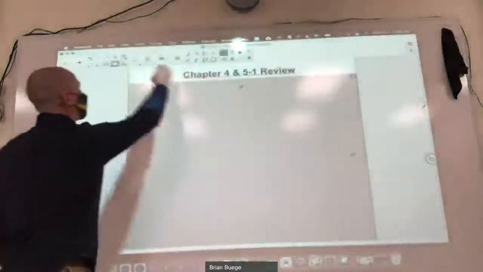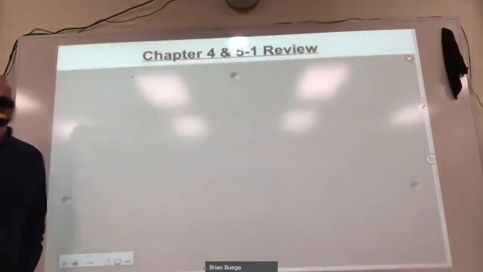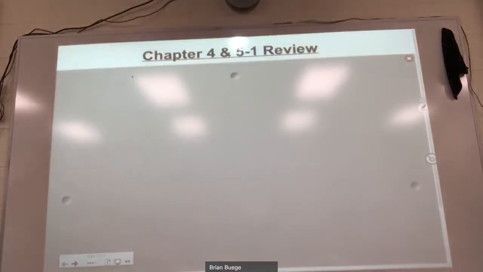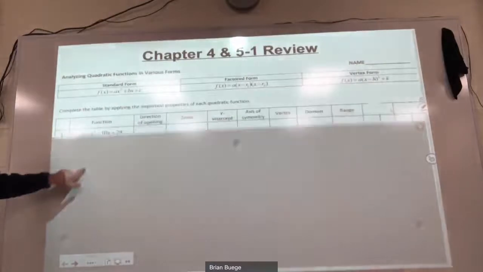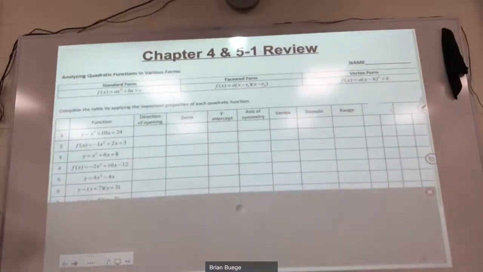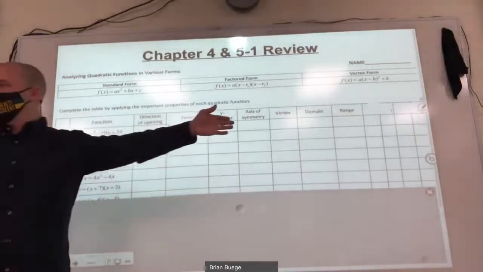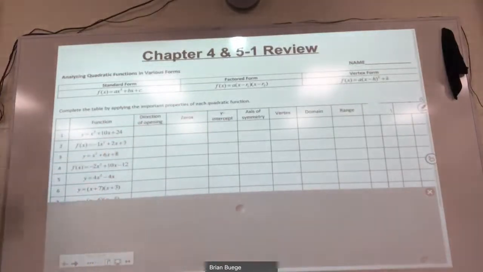But starting with that worksheet, the chapter 4, and then 5.1, like I said, review. We'll worry about 5.1 in a couple of days. This is the sheet that I just handed out to you. The reason I like this is it breaks down a little bit of everything that you have to find. We're going to add some stuff to it as well.